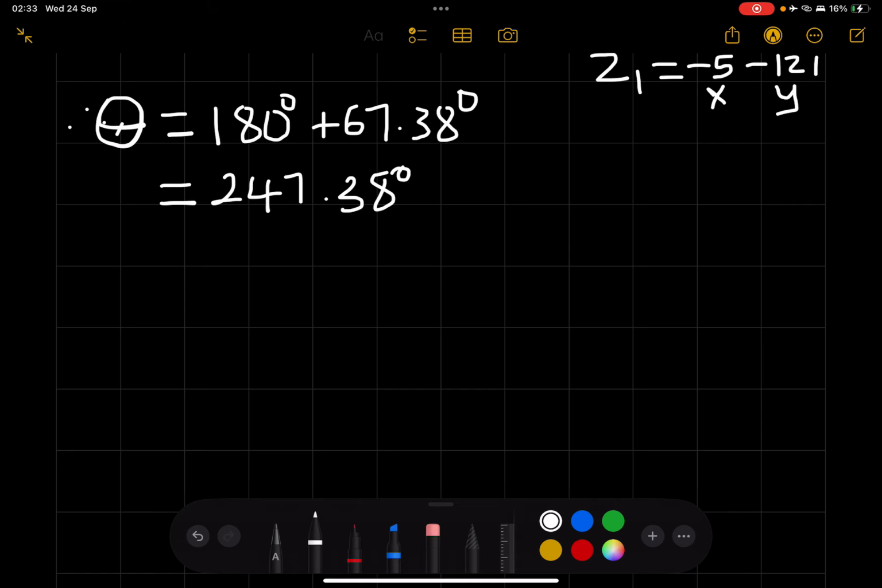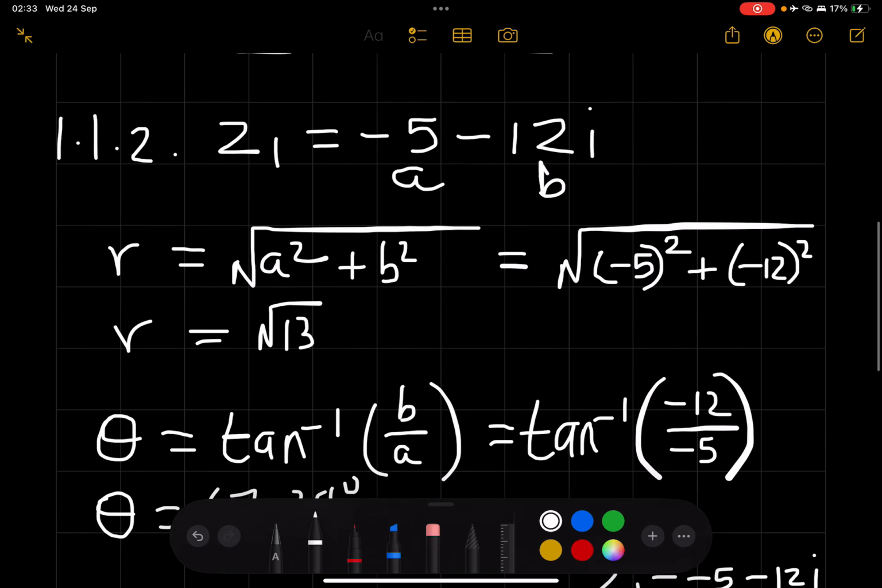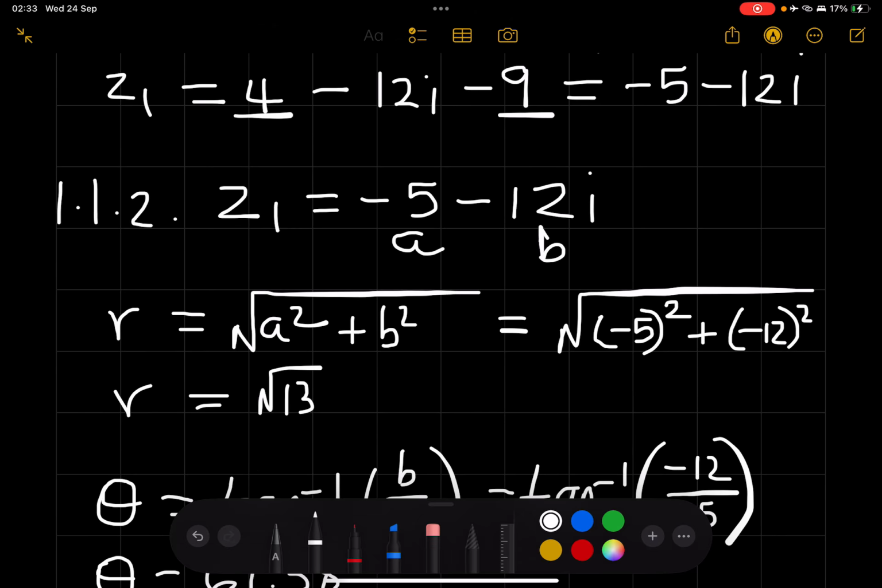All right, and then now, remember the Z1 in polar form is basically R cis theta, right? Which means Z1 would be, our R was root of, let's check. Was it root of 13 or was it 13 actually? I think I might have made a mistake here.